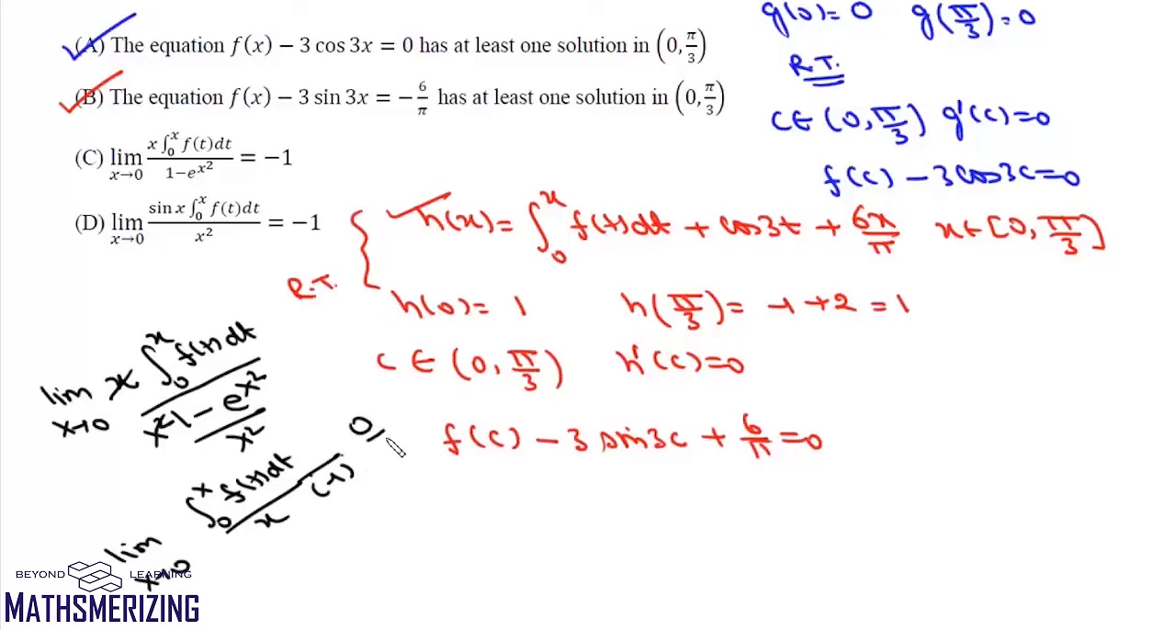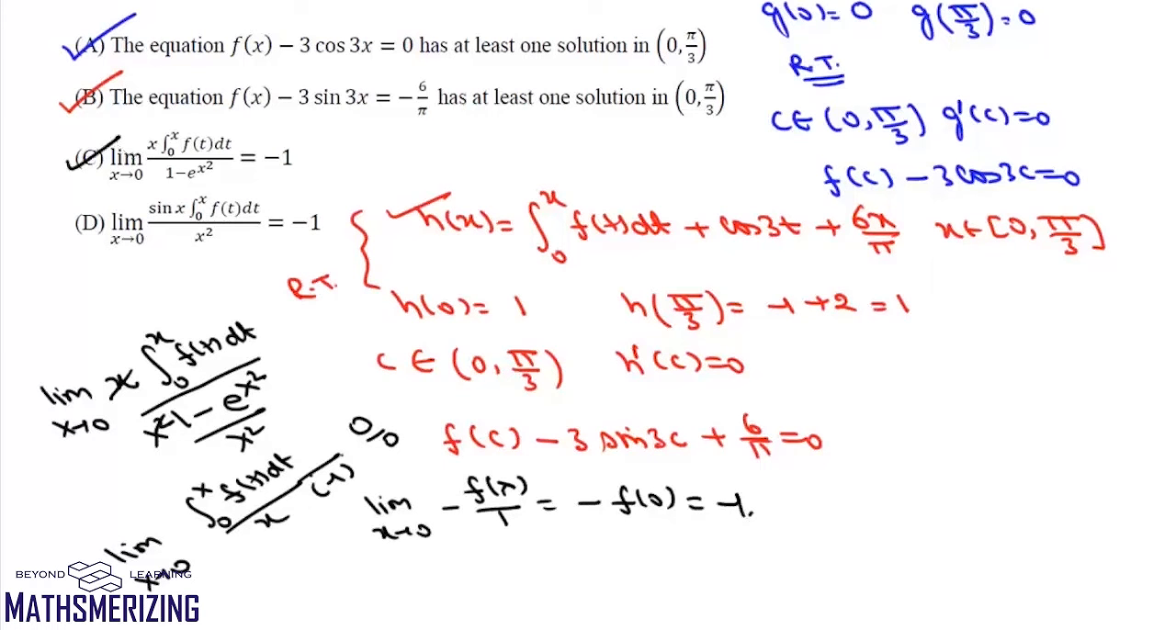Now this is 0 upon 0 form. If we use L'Hopital's rule, we can write limit x tends to 0 f(x) upon 1 and this minus, which is equal to minus f(0), and the value of f(0) is 1. So the value of this limit is minus 1, which means this option C is also correct.